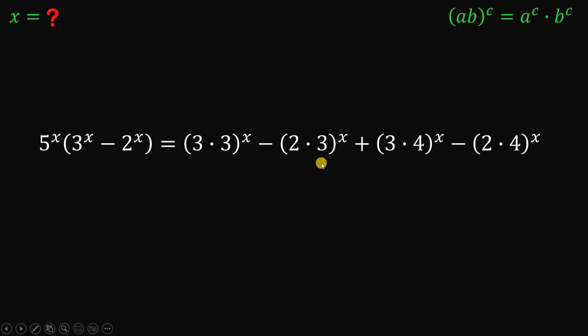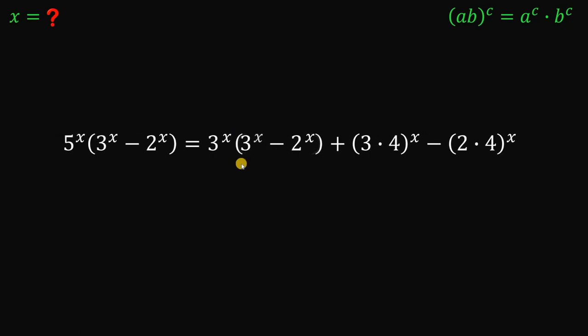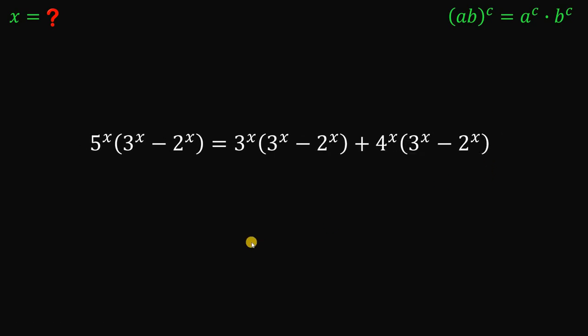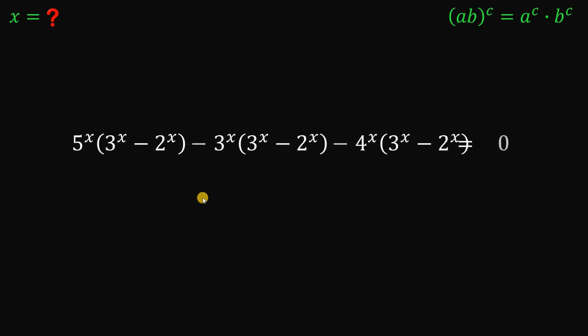Technically, we will do the same thing as before. So, this can be written as follows. 3 raised to x multiplied by 3 raised to x minus 2 raised to x. Again, we will do the same process to 3 times 4 raised to the power of x minus 2 times 4 raised to the power of x. Here, we can factor out 4 raised to the power of x, like this. And now, we can equate this to 0.